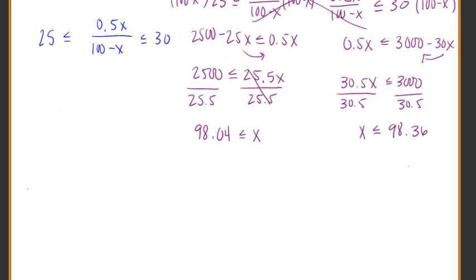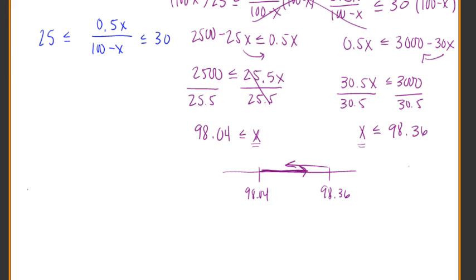Okay, so if we combine these two together, we want to interpret this as one big unit. Over here on the left it's saying my x value, my percentage, is going to be larger than 98.04. Over here on the right side, it says my percentage is going to be less than 98.36. If I put this on a number line, here's 98.04, and here's 98.36. The left one says my percentage is greater than, so to the right of 98.04, but this one says my percentage has to be smaller than 98.36.